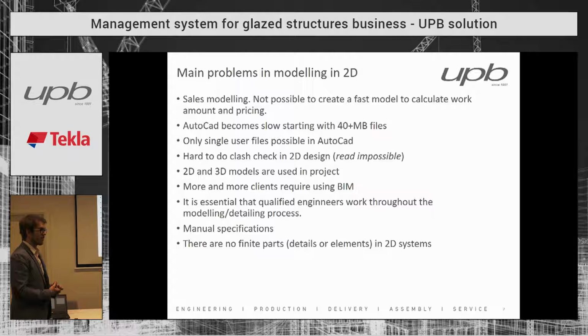Then next, more and more clients are requiring that you also use BIM. The clients want to put all the disciplines together: heavy construction, steel structure, architect model, in one model to check how it looks. And working in 2D, it is essential that qualified engineers work throughout the modeling and detailing process, because it's very easy to make a mistake, and you don't see how it might interact with other things. Because you work with one facade, you think in this plan you might move something, but without experience you don't know that something is intersecting there.